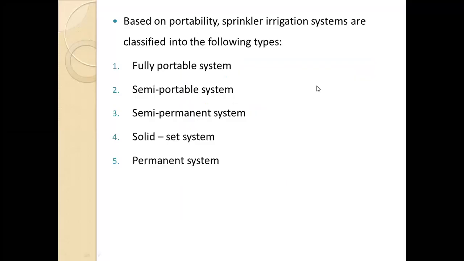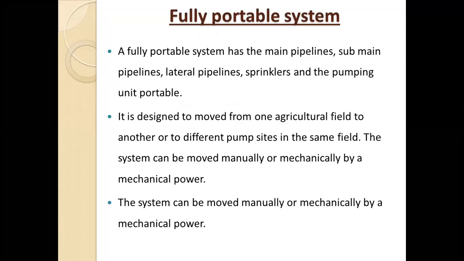So hello students. In the last lecture we saw that, based on portability, sprinkler irrigation systems are classified into the following types: a fully portable system, a semi-portable system, a semi-permanent system, a solid set system, and a permanent system. First we talk about the fully portable system.